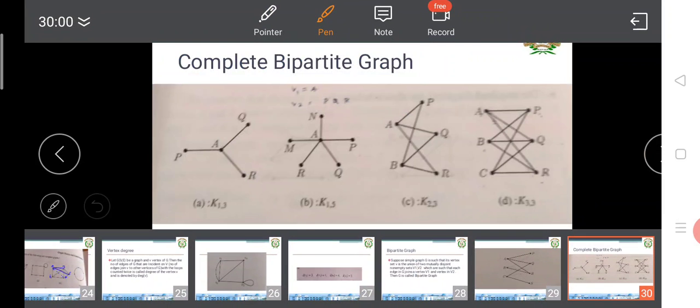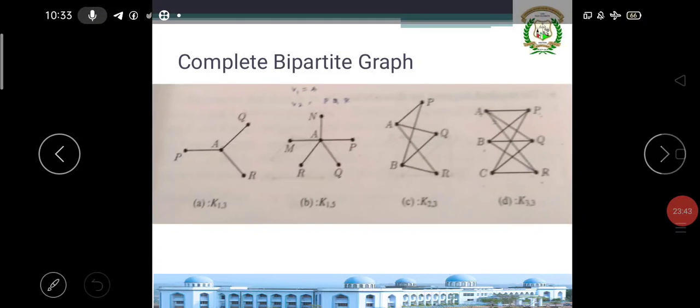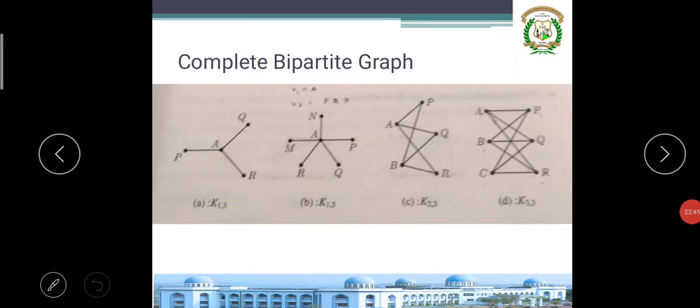What is a complete bipartite graph? I will explain the complete bipartite graph in the next class.